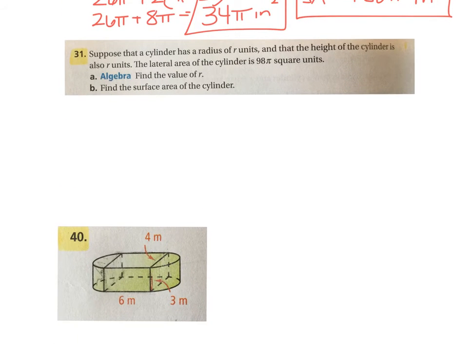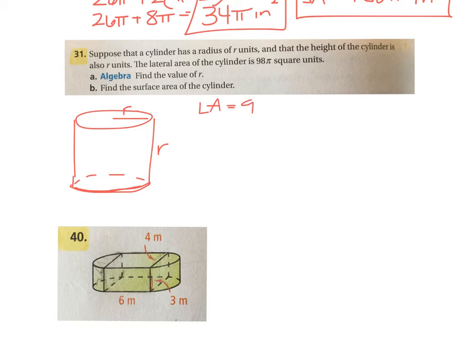31. Suppose that a cylinder has a radius of r units. I always like to draw these. I'm a visual person. So if this is my cylinder, it says a radius of r, and that the height of the cylinder is also r, and the lateral area is 98 pi. Find the value of r, and then find the surface area of the cylinder.